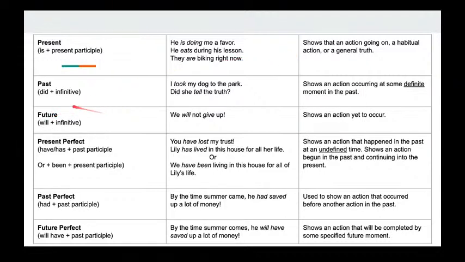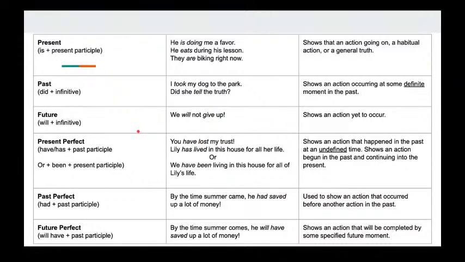The past can be formed with did plus the infinitive form of a verb. Examples would be, I took my dog to the park, or did she tell the truth? The past tense shows an action occurring at some definite moment in the past. This definite is important because we do have undefined later on. The future tense can be formed with will plus the infinitive. An example sentence would be, we will not give up. The future tense shows an action that is yet to occur.